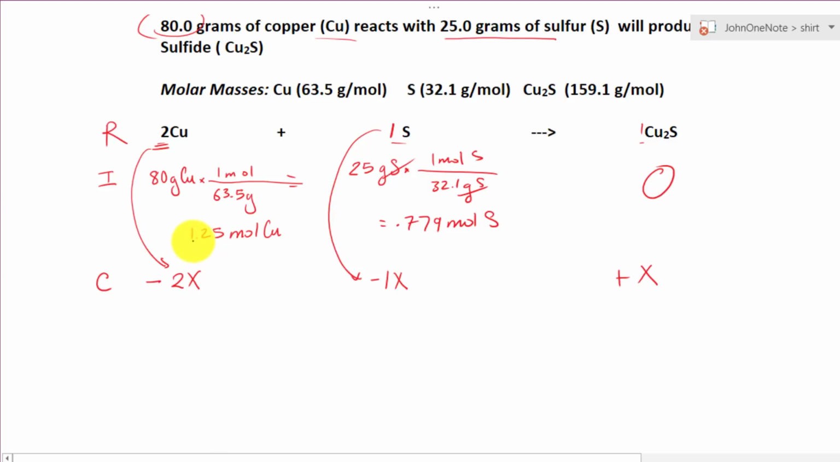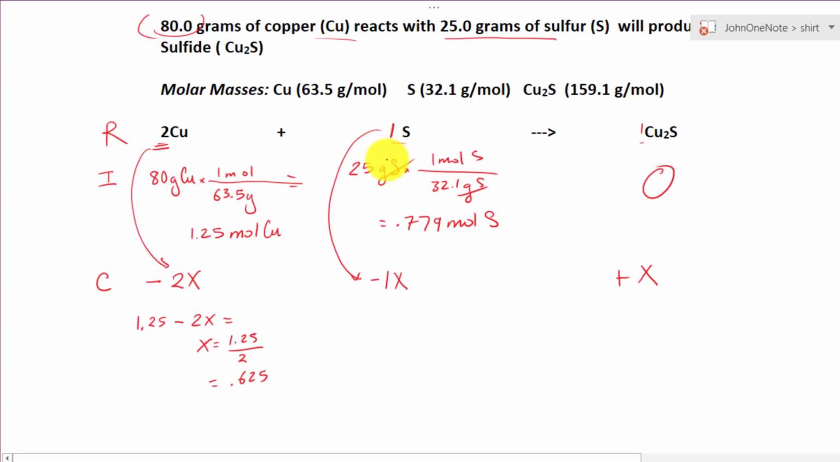So we take the initial, okay? We take the initial 1.25 for copper minus 2X. This is the rate that's being used 2 times compared to 1 time in terms of sulfur. So what we have here is X is equal to what? 1.25 divided by 2. This gives us X equal to 0.625. There you go. And that's X.